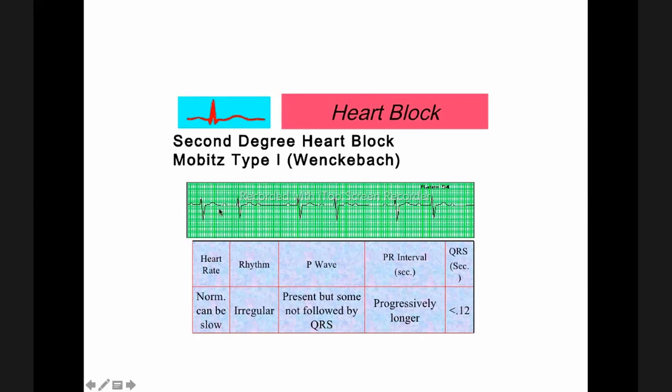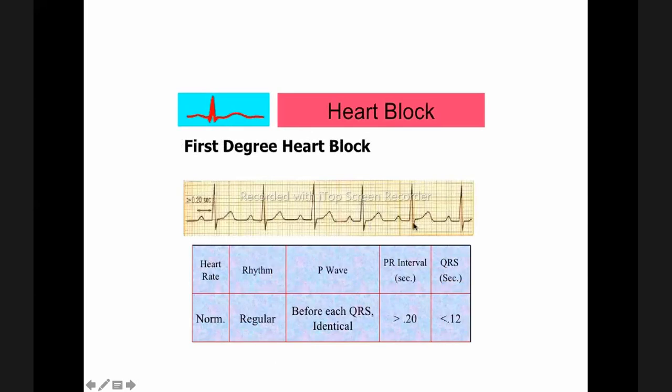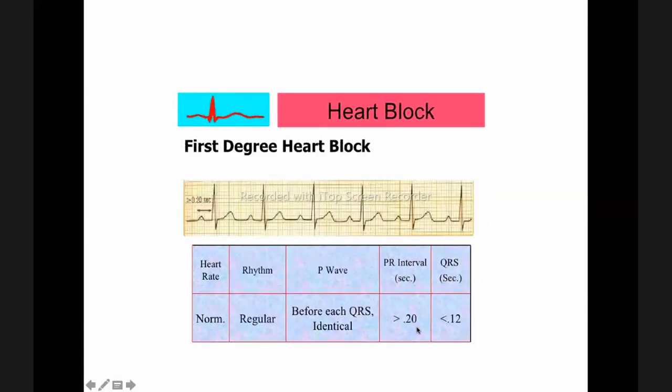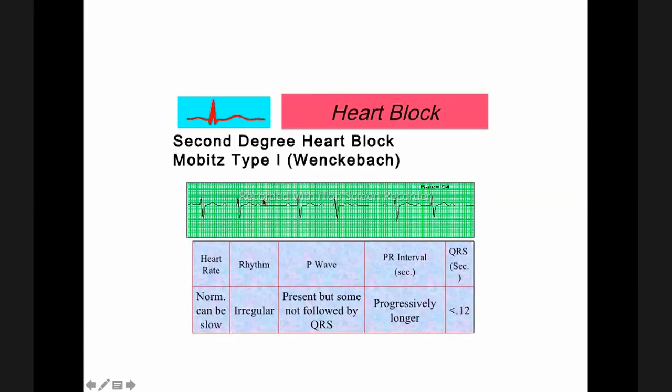So remember, in the first one we described, there were no dropped beats. The QRS was still coming. It's just that the AV node was tired, so it was releasing the impulse at a slower rate. So the PR interval was longer. But in second degree, there are times when it just doesn't send the impulse. So you get what we call dropped beats. Here there's a dropped beat. There's no QRS, so it has been dropped. Even here, there's supposed to be a QRS. It has been dropped. Those are dropped beats. That's Wenckebach.